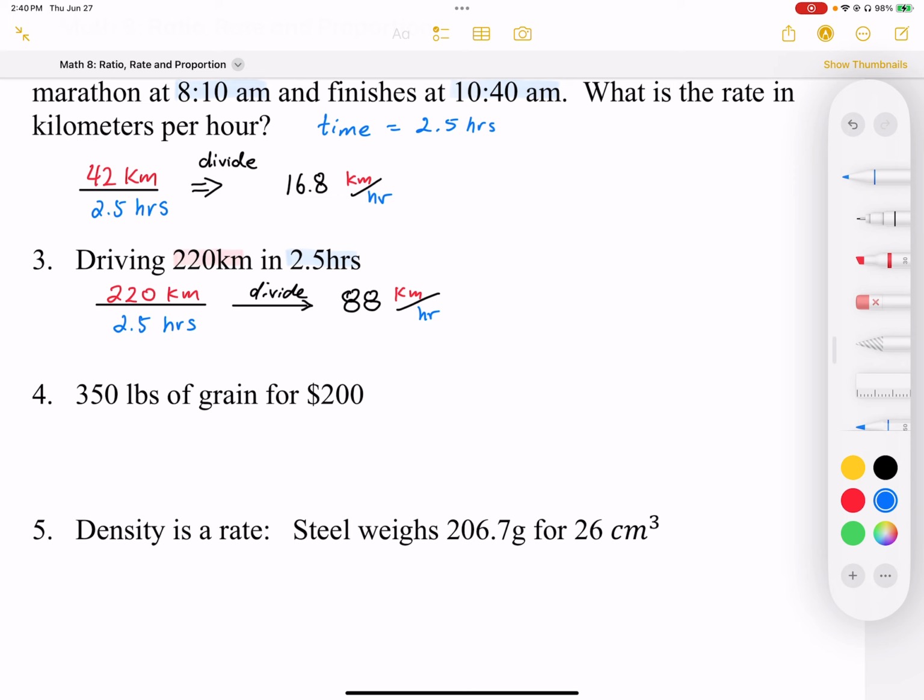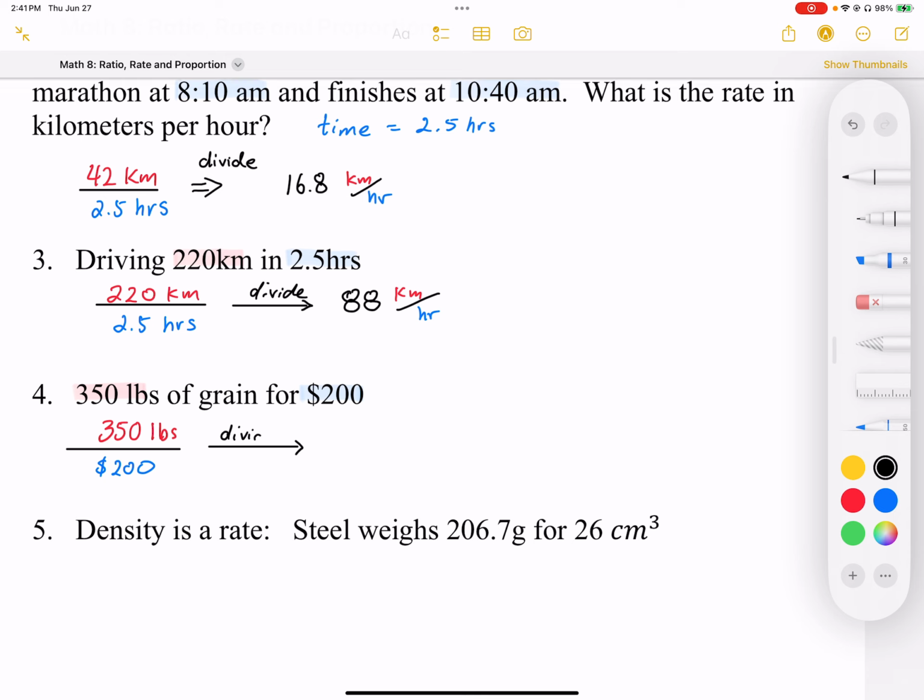So for number 4, we're going to do 350 pounds is going to be 1 unit, and then the other unit is $200. So let's do this as comparing pounds to dollars, and we want to find out how many pounds for $1. So we're going to write this as a fraction, 350 pounds over $200. That's our rate.